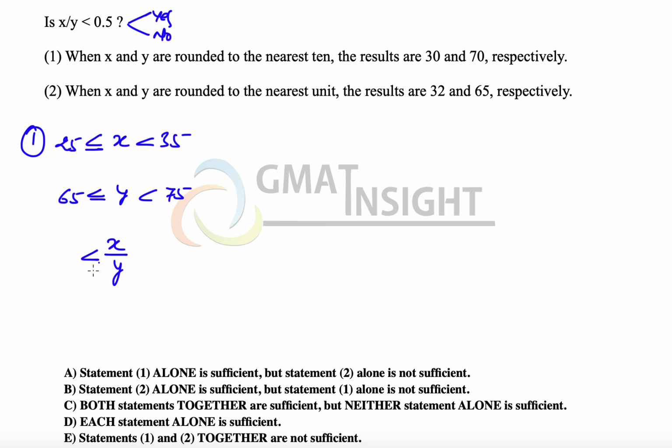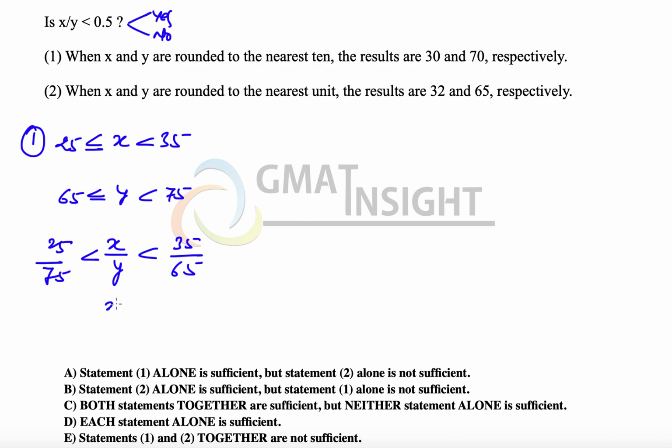Now we have to find the least value of x upon y and the maximum value of x upon y. The least value will be when x is least and y is maximum, and the value of x upon y will be maximum when x is maximum, which is 35, and y is least. Now I have not put an equal to sign here because I am choosing one of the values in each case which is not acceptable. For example, 75 is not equal to y, and similarly 35 is not equal to x.